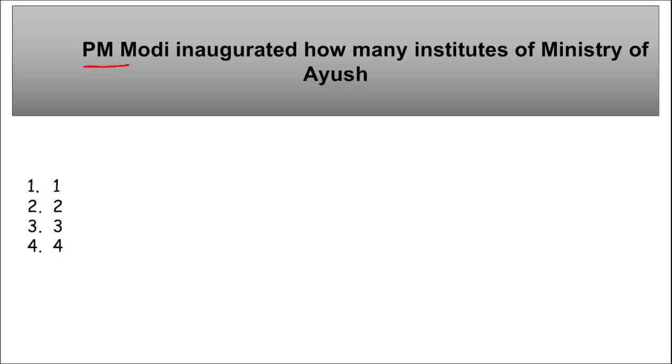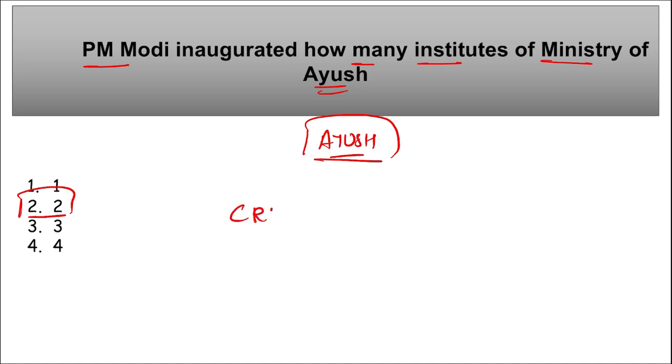Next is how many institutes of Ministry of Ayush PM Modi inaugurated. What is Ayush? Ayush is your Ayurveda, Yoga, Naturopathy, Unani, Siddha and Homeopathy. Right? So how many new institutes of Ministry of Ayush were inaugurated by Prime Minister Narendra Modi? So a total of 2 new institutes were inaugurated. First is Central Research Institute of Yoga and Naturopathy. This is in Jhajjar. Where is Jhajjar? Jhajjar is in Haryana.